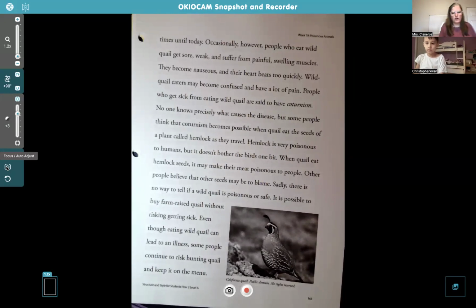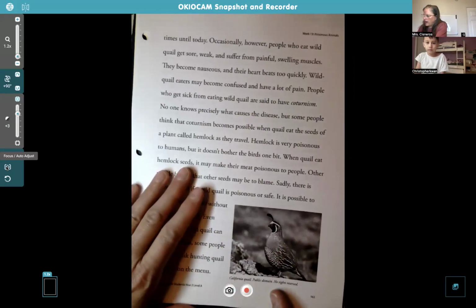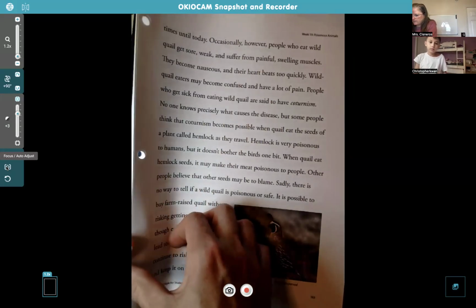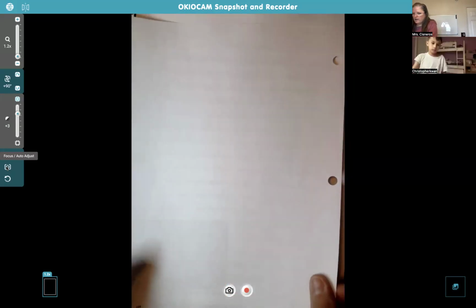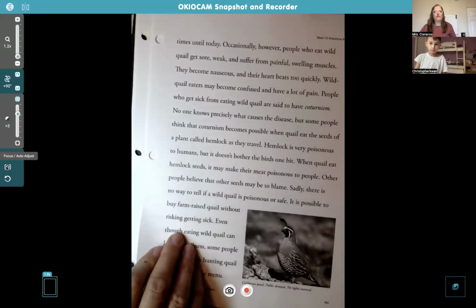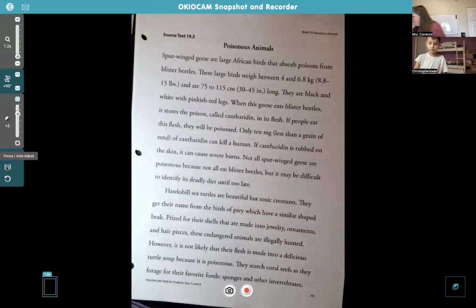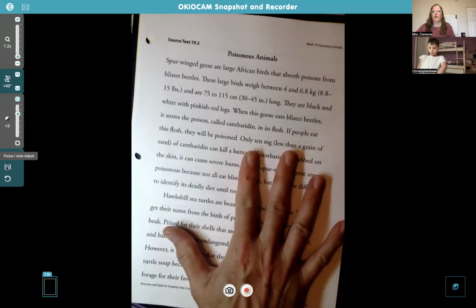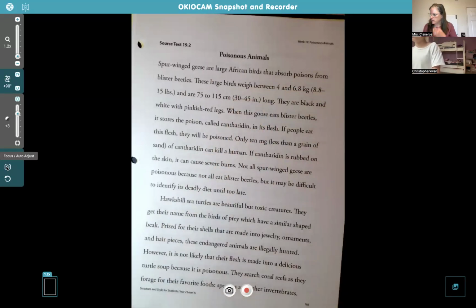Okay, we're good. So now we're going to go to the back of this page where the quail is. Back, up, and it's empty. So that's it for A. Okay. Let's move on to this one called poisonous animals. Do you have this page? Page 165.